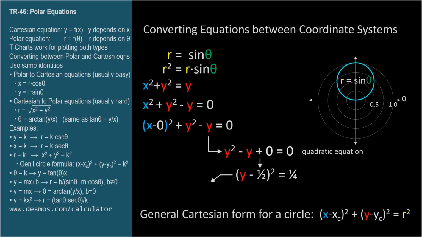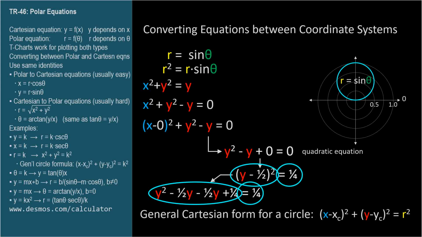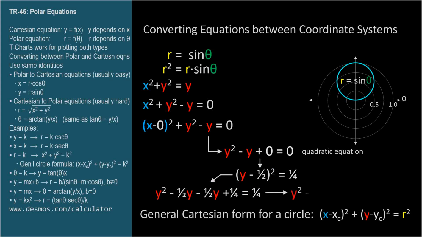Let me expand y minus 1/2 squared to show you they're the same. The first terms are y times y, so y squared. The outer terms are y and negative 1/2, so negative 1/2 y. The inner terms are negative 1/2 and y, so another negative 1/2 y. And the last terms are both negative 1/2, so negative 1/2 squared is positive 1/4. And the whole expression equals 1/4, so when we subtract 1/4 from both sides, we get our original quadratic equation.